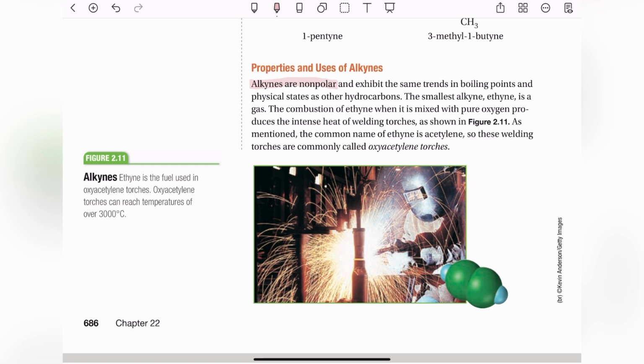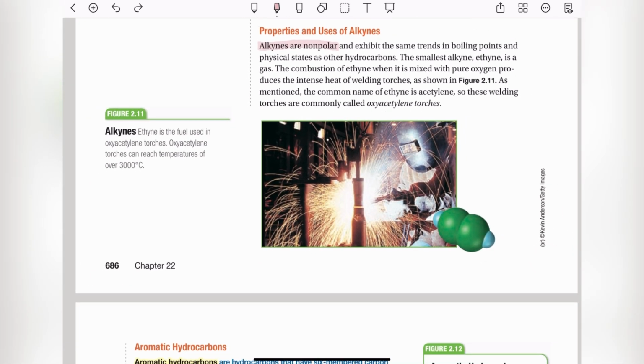And the more solid the hydrocarbon is at room temperature. So the smallest alkyne, ethyne, is a gas. That's not surprising given what I just said. And the combustion of ethyne when it is mixed with pure oxygen produces the intense heat of welding torches, as shown in figure 2.11. As mentioned, the common name of ethyne is acetylene, so these welding torches are commonly called oxyacetylene torches. So figure 2.11 says that ethyne is the fuel used in oxyacetylene torches. Oxyacetylene torches can reach temperatures of over 3,000 degrees Celsius.